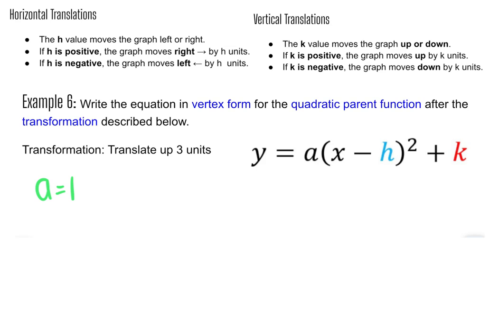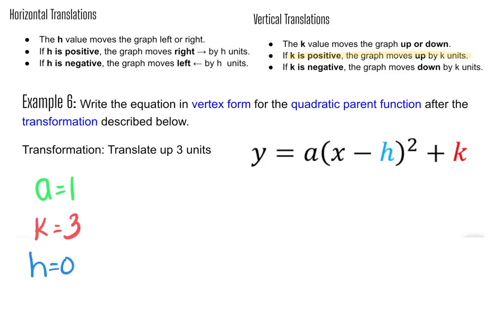So because we said up, we are talking about k, and that means k is going to be a positive number. So I'm going to go ahead and fill in my k. 3 units, so positive 3. Because it's not telling me anything about left or right, that means I didn't move anything. So h is going to be 0.